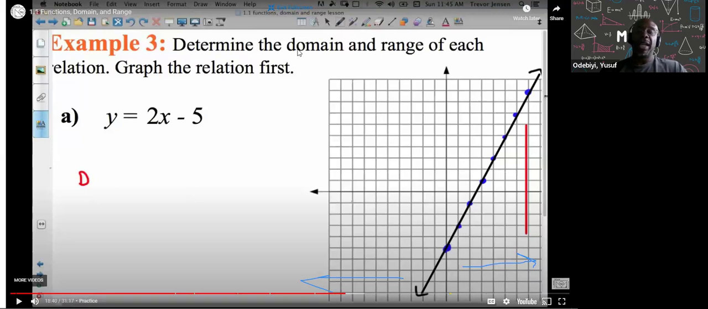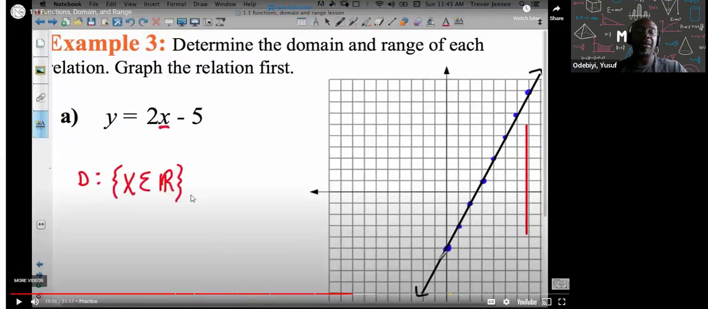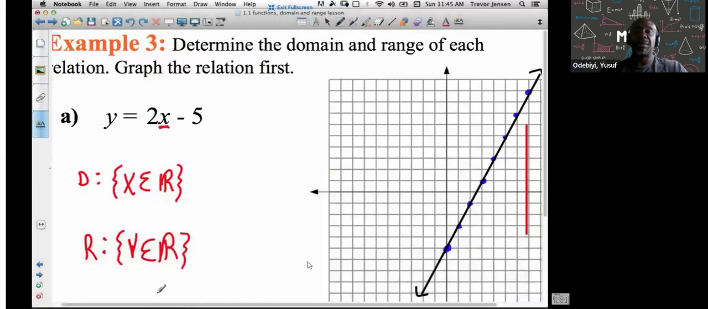And same thing with my y. There's no limit on my y. I can go up forever, I can go down forever. There's no limit. So how do you write that when it's like that? Ever to the left and right, I could plug in. That's how you write it. There's no restrictions. So my domain is x can be any real number, and for my range, y could be any real number. That basically means y could be anything.